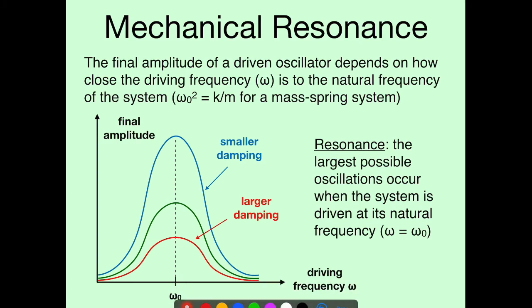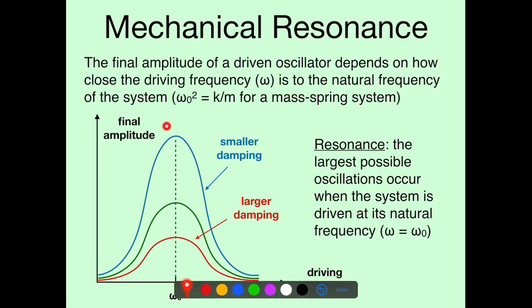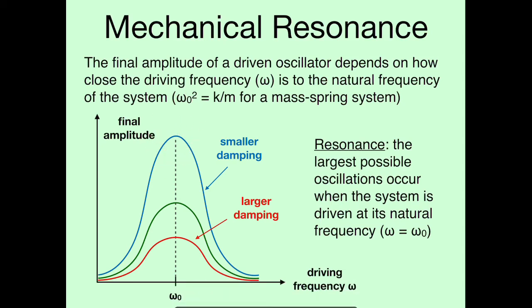So in other words, if you drive the system at its natural frequency, you're going to get the biggest possible oscillation. You're going to get the biggest final amplitude. But then if you go past that and you go to higher frequencies, then the final amplitude falls off again. So that's the idea behind resonance. The largest possible oscillations occur if you drive the system at its natural frequency. And we call these different curves that you see on the plot resonance curves.